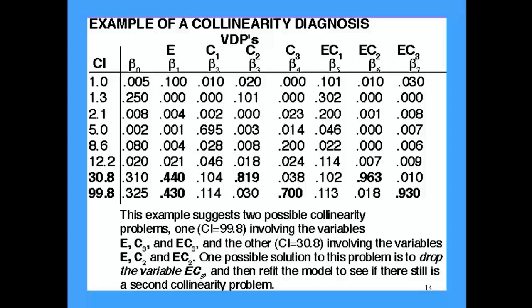So when you determine that something's collinear, you're not saying that it's not significant. You're just saying that you can't have it in the model in order to keep the model reliable. That's what you're saying. I think that's what you meant, right? So thank you. That's good. Okay. So now there are some other things.